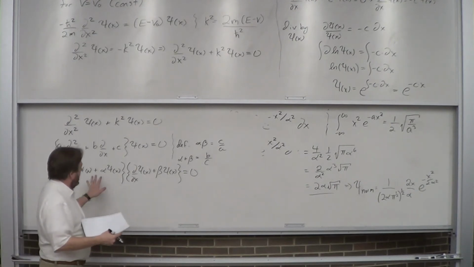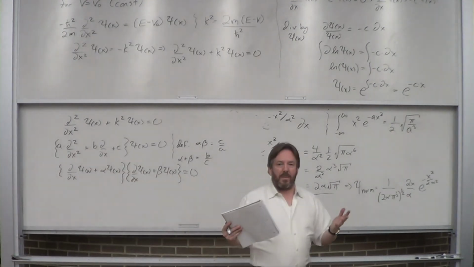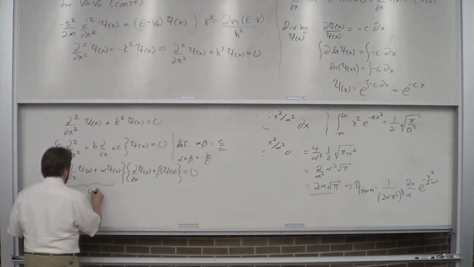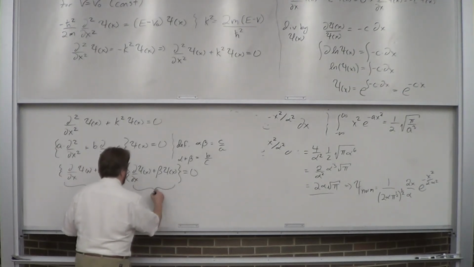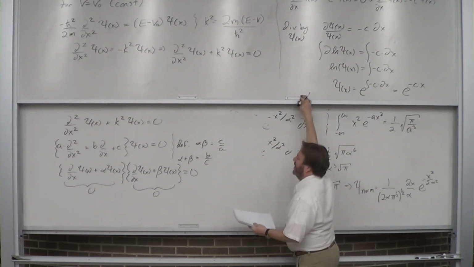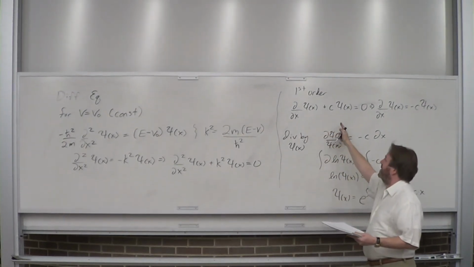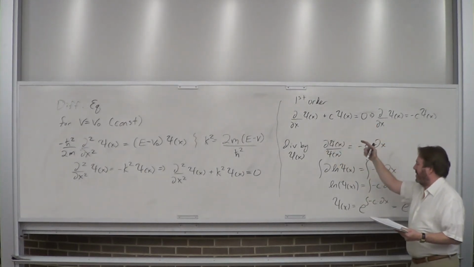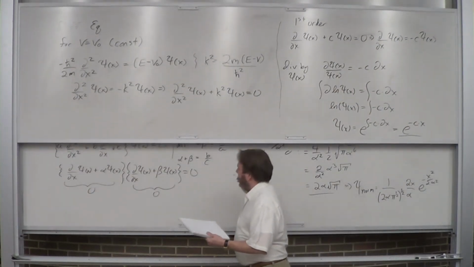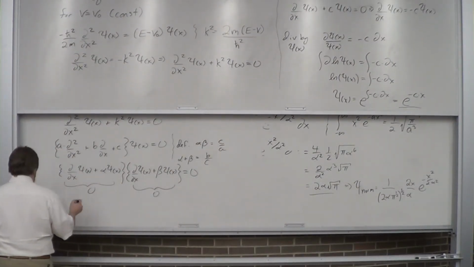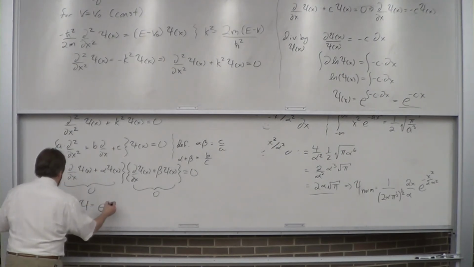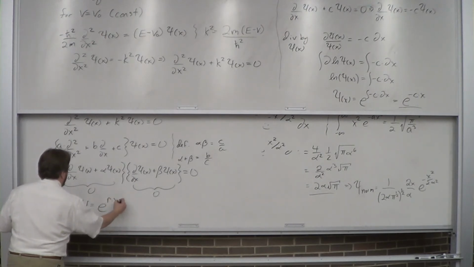Okay, now if this times that is 0, you can imagine that each term needs to be 0. So this has got to be 0, and this has got to be 0. Okay, well this looks just like that, right? Those are just two first-order differential equations, and that's the answer. Okay, so what this proves is that the wave function is going to look like e to a constant. Now I'm going to use the letter r, x.